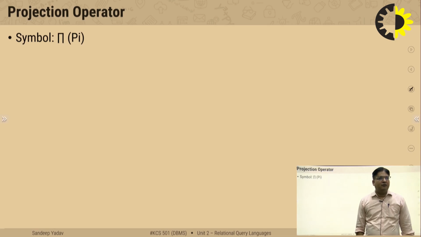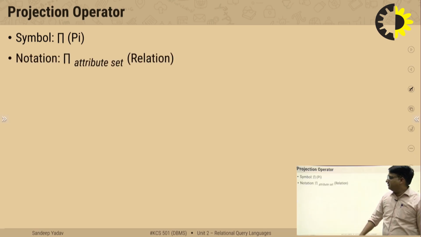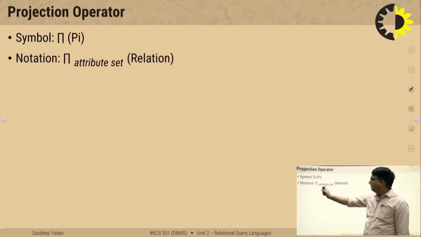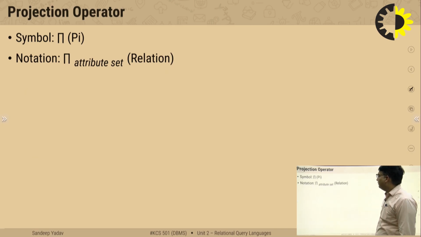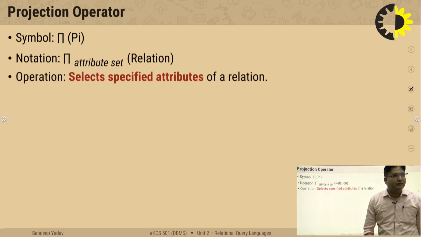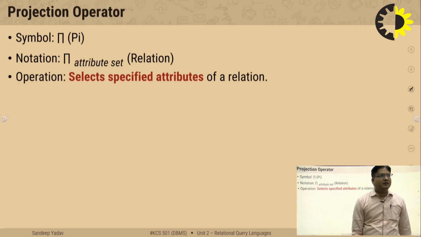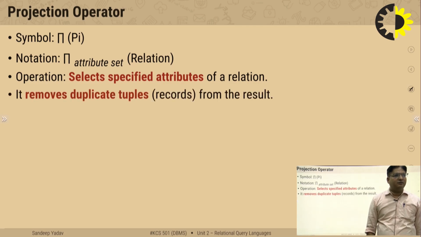Now, the question that I was framing was how to find the data column wise. For that, we will be using the project operator that is denoted by pi. And this is the notation. Here we write the attribute list. There may be one attribute, two attributes, or n number of attributes, followed by the name of the relation. This selects the specified attributes of the relation. It also removes the duplicate tuples from the results.